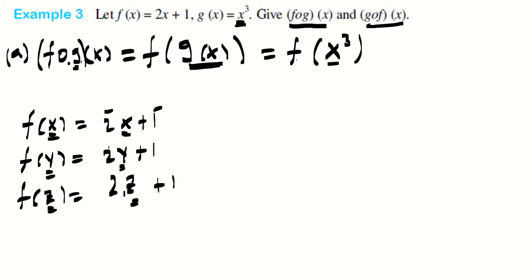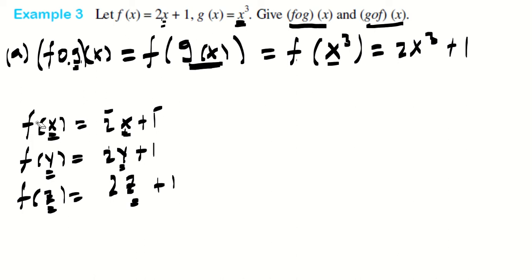The 2 everywhere there. So when I say f of x cubed, I have to replace x with x cubed in place of the first. The other the same. 2 times x cubed plus 1. Because f of x means 2x plus 1. So when you say f of x cubed, it will be substituted in place of x, in place of the variable. So that is the answer for A.